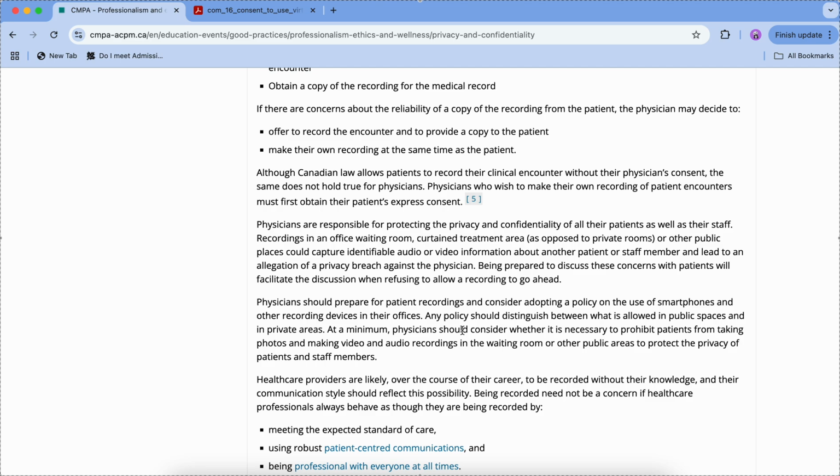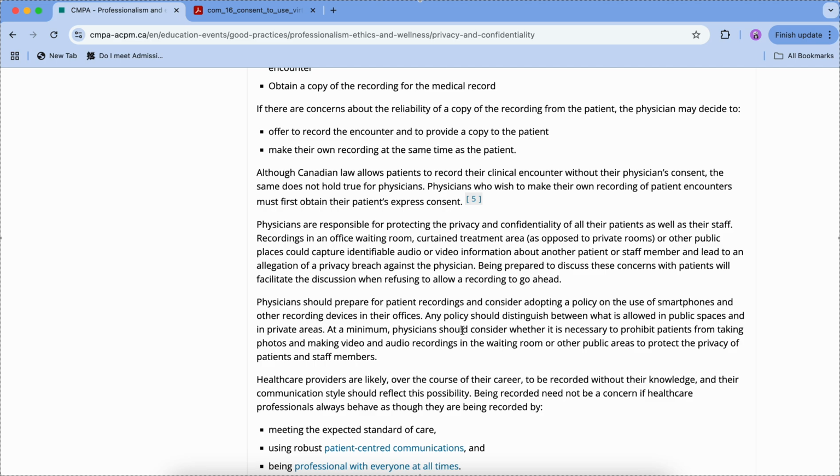Physicians should prepare for patients recording and consider adopting a policy on the use of smartphones and other recording devices in their office. Any policy should distinguish between what is allowed in public spaces and private spaces. At a minimum, physicians should consider whether it is necessary to prohibit patients from taking photos and making videos and audio recordings in the waiting room or other public area to protect the privacy of the patients and the staff members.